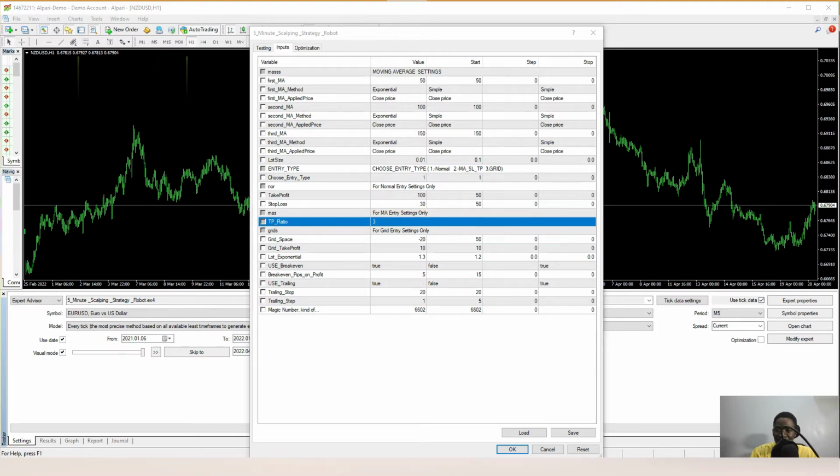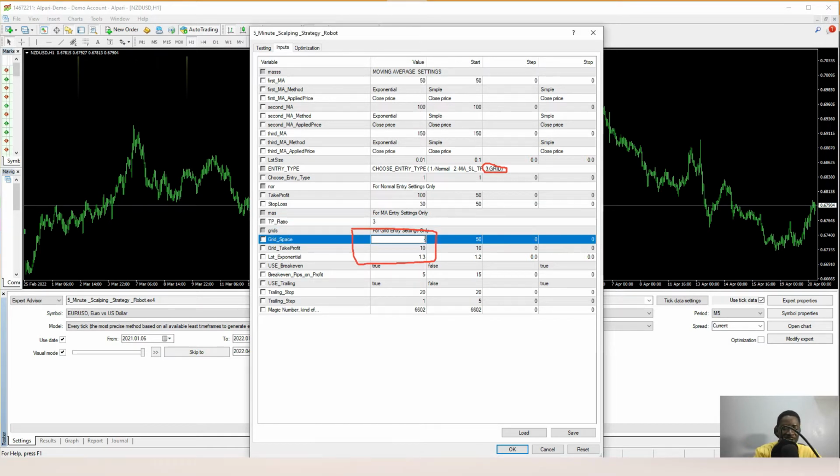Now if you choose this grid, it means you are using all these parameters here. You understand? So it means your grid space, you can choose it to be maybe minus 50. It means anytime the market goes against you by 50 pips, it is going to enter another new order. So that is how it's going to be entering new orders repeatedly.